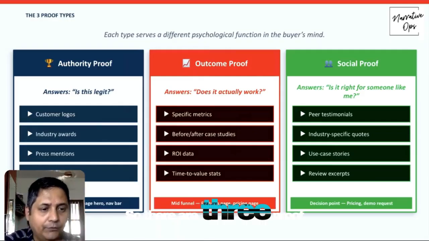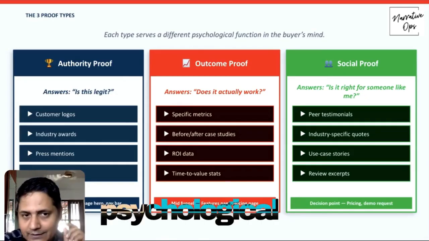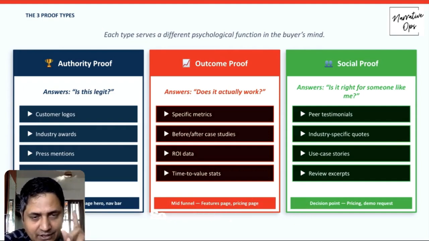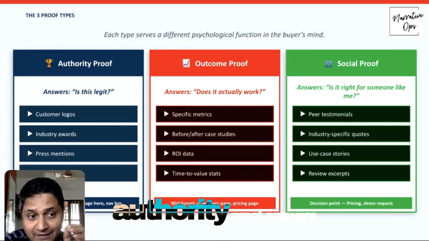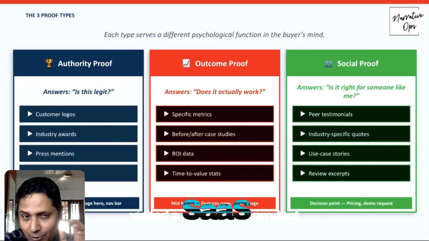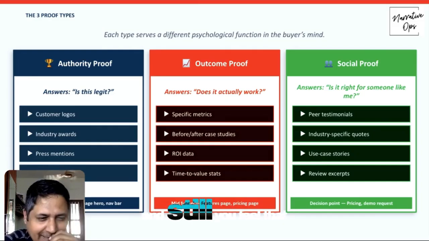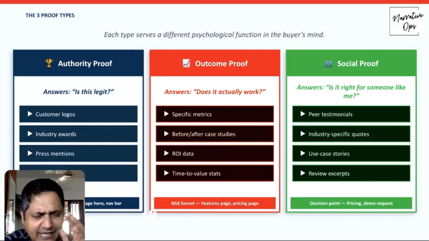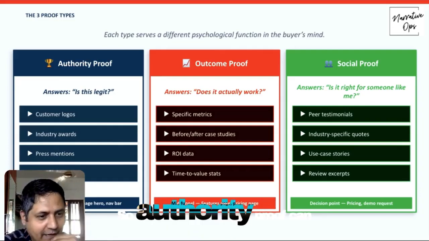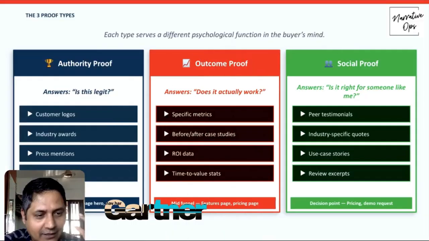There are three proof types, and each type serves a different psychological function in the buyer's mind. Number one is authority proof. The main question authority proof answers is: is this legit? How many times have you visited a SaaS product website, scrolled through the entire homepage, and still felt that there's something shady about it? It happens. Authority proof can include customer logos, press mentions, industry awards, analyst recognition, Gartner and all those things.